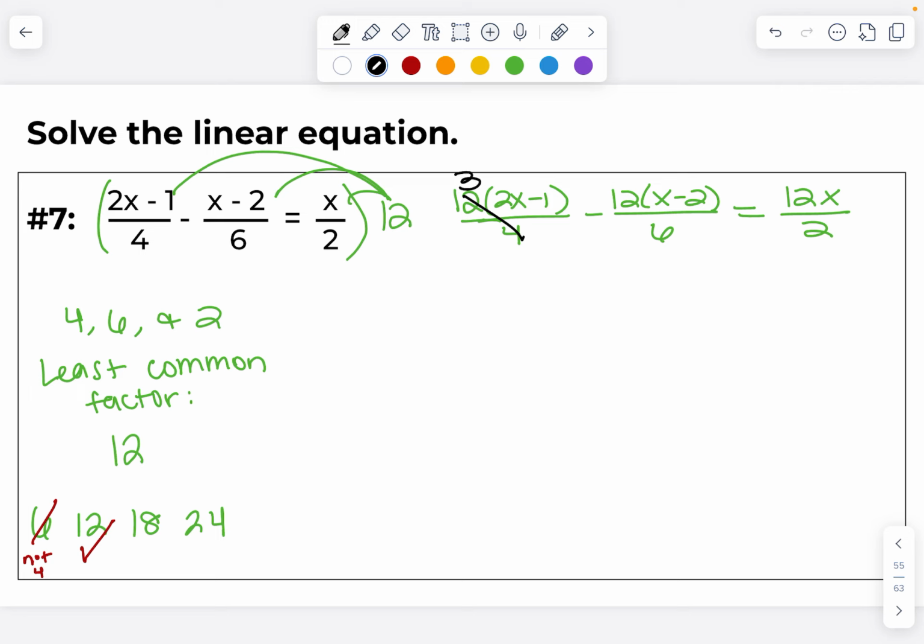When you did this, you should have seen that 12 divided by 4 gives you 3. So this would have been 3 times 2x minus 1. This would have simplified to a 2. So don't forget about that negative sign. Bring that negative sign down. And then 12 divided by 2 would have given you 6x. So that is that one. Now I want you guys to distribute here, and I want you to solve for x.